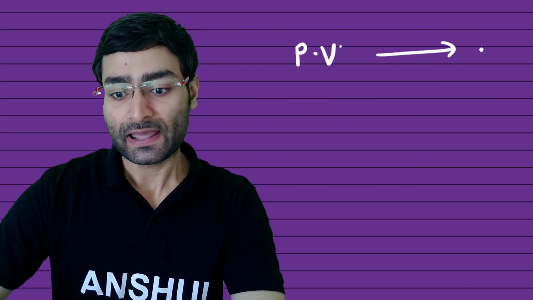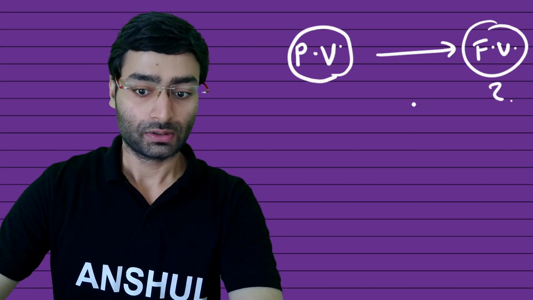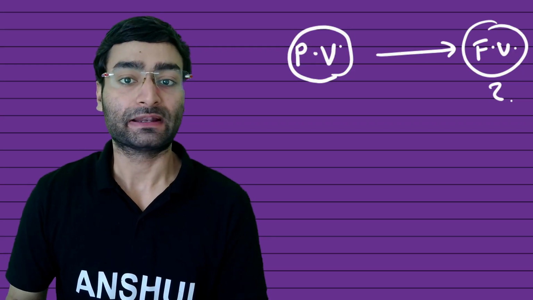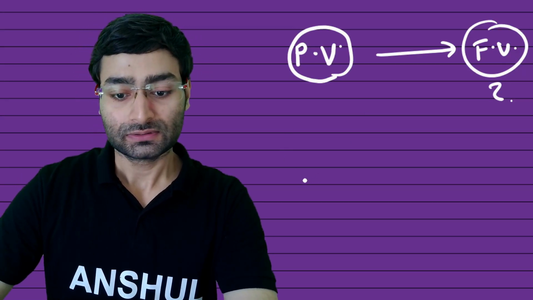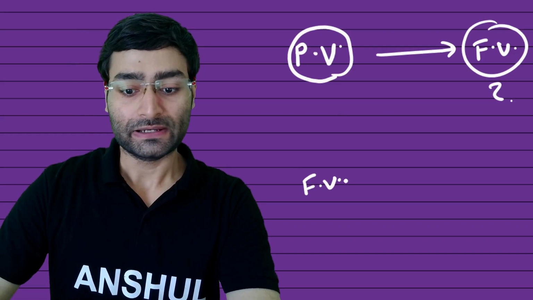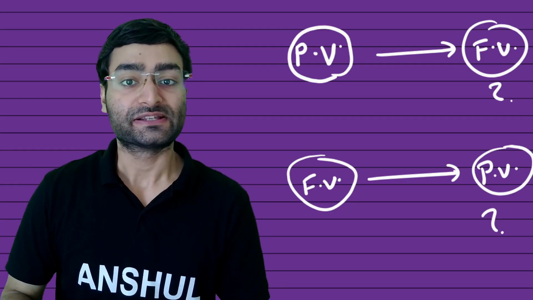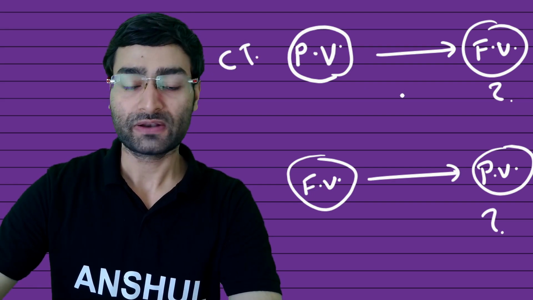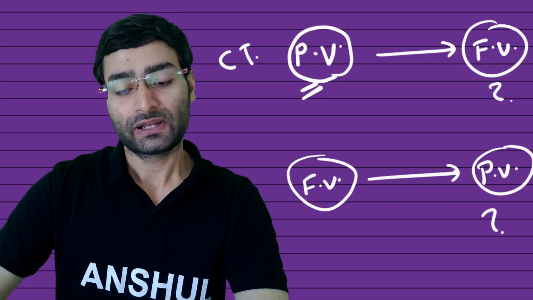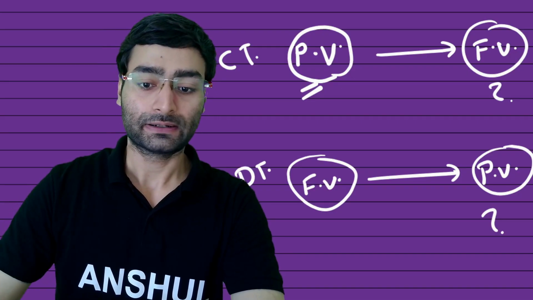Now let's see. When the present value is given and we have to calculate the future value, this technique is called the compounding technique in time value of money. And in another case, when we are given the future value and we have to calculate the present value, this technique is called discounting technique. So there are two techniques under time value of money. This is called compounding technique when we are calculating the future values, and discounting technique when we are calculating the present value and when we are given the future value.